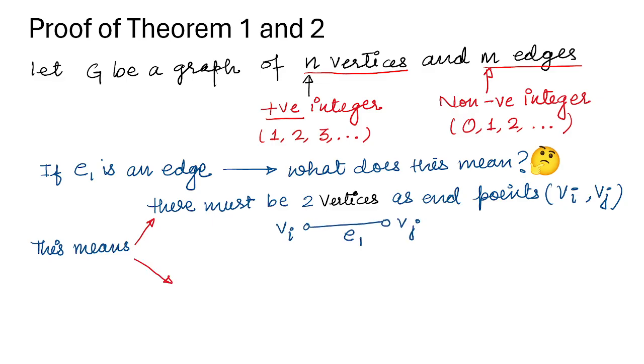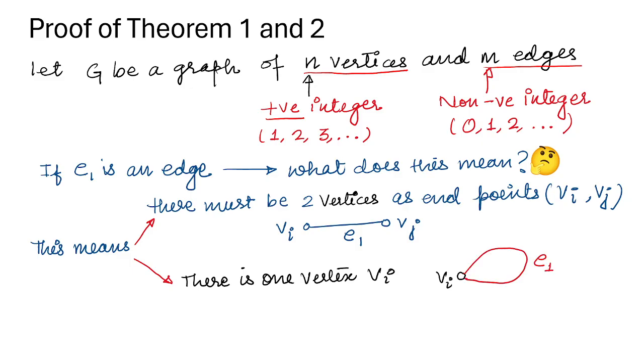Another thing is that there is only one vertex with that particular edge. So how can an edge have one vertex? Yes, you are right. This is basically an edge which is nothing but a self loop, or loop, like this. Therefore these are the two possibilities for an edge to exist. If an edge exists, either it must have two vertices as its endpoints, or it must have one vertex and that edge is nothing but a loop.